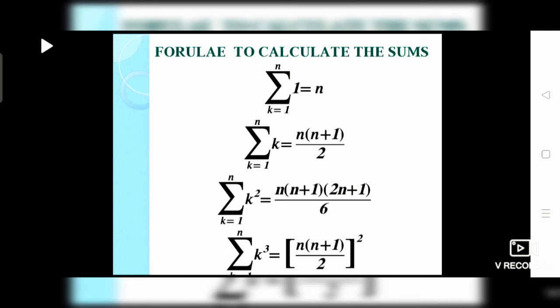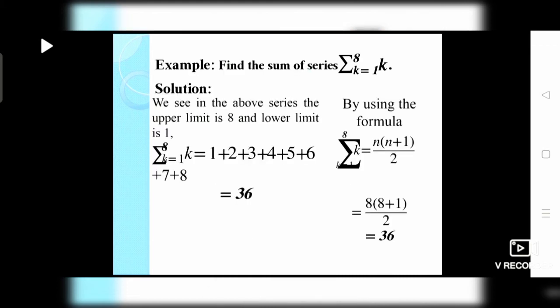If you apply the summation on a constant term, then the summation will be n. If you take the simple natural number series and want to find the summation of all the natural numbers, the formula is n into n plus 1 divided by 2. For k square, it is n into n plus 1 into 2n plus 1 divided by 6, and for k cube, it is n into n plus 1 divided by 2, the whole squared.